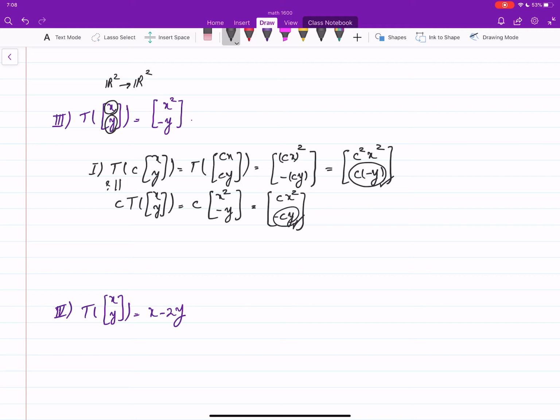But when you look at the first component here, it has c squared multiplied to the first component. But here, only c is multiplied by x squared. So it means that, for example, T of (2, 1) is not going to be equal to 2 times T of (1, 1). And well, the answer for this question mark is no, so this is not linear.